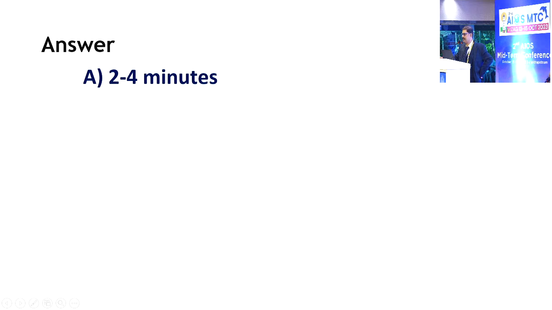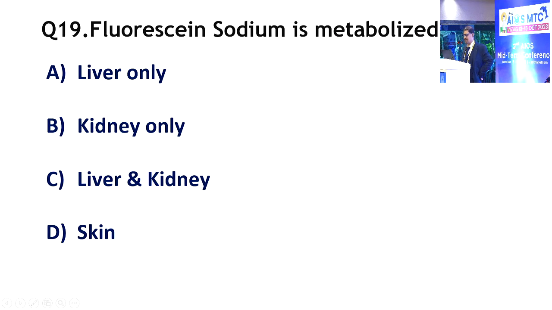Answer is option A, 2 to 4 minutes. Only 31 percent could answer this correctly. So that's a pretty difficult question. Question number 19. Fluorescein sodium is metabolized by option A, liver only, option B, kidney only, option C, liver and kidney, option D, skin.